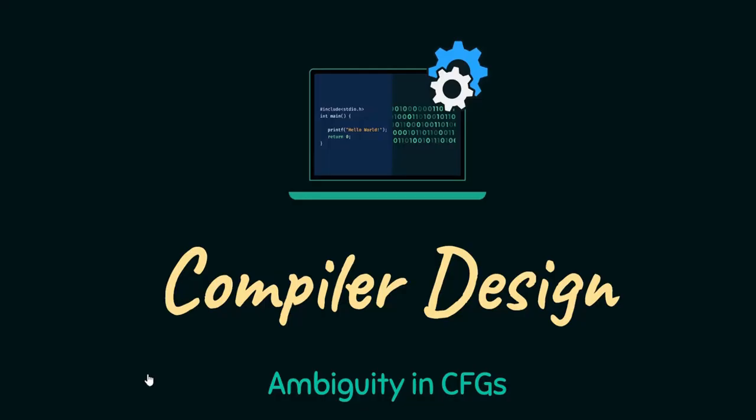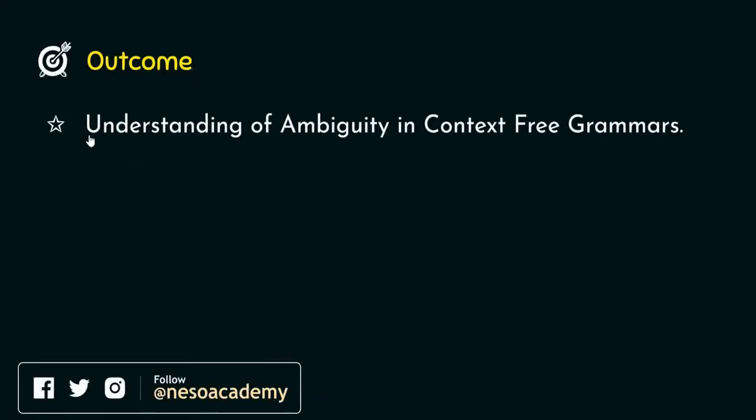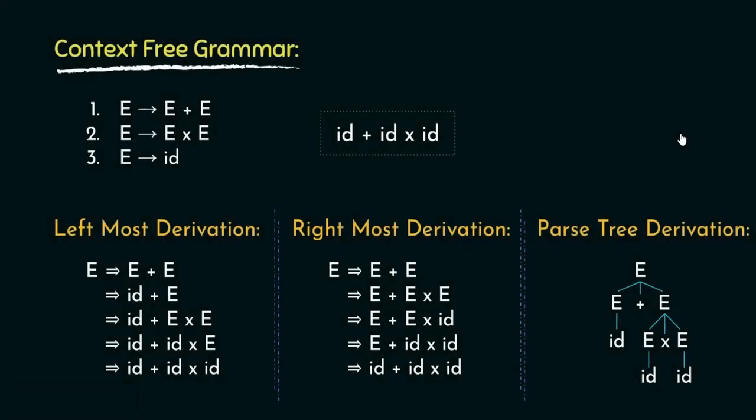Next, let us see about ambiguity in context-free grammar. In this session, we will discuss the ambiguity in the CFGs. So without any further ado, let's get to learning. Coming to the outcome of this session, today we will acquire the understanding of ambiguity in context-free grammars with the help of an illustration. Now, if you all remember, in the previous session, with the help of this grammar, we wanted to derive this string of terminals.